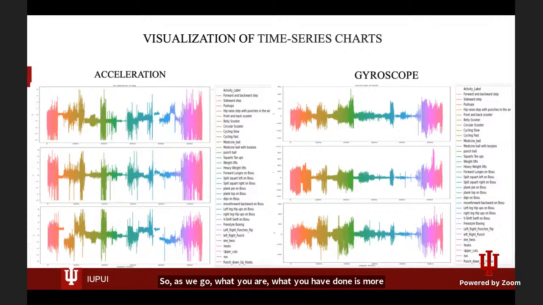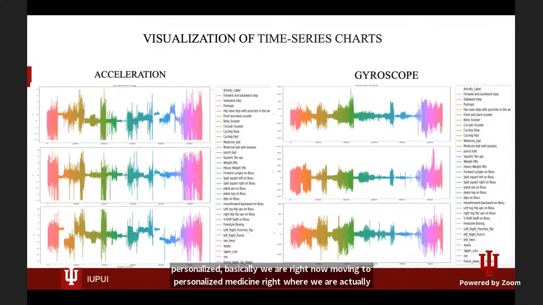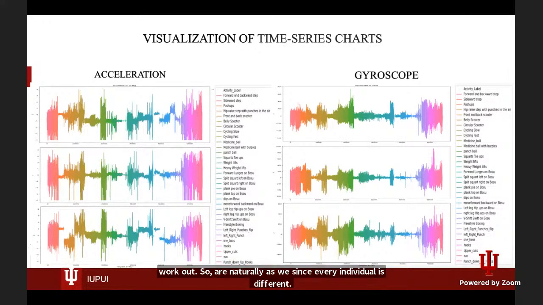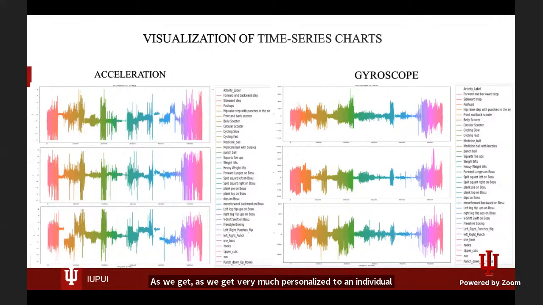Yes. And one more thing, what you have done is more personalized. We are moving toward personalized medicine, with recommendations in clinical decision support systems. Everything is becoming more patient-centric care. So here we go into detail about which intensity, what kind of workout. Since every individual is different, as we get very personalized to an individual, the generalizability reduces automatically. So what should be the future step?